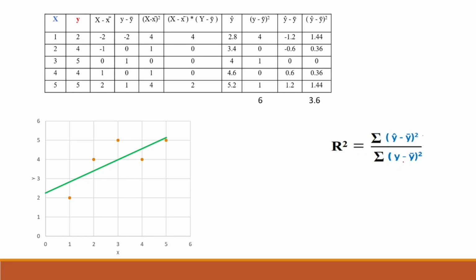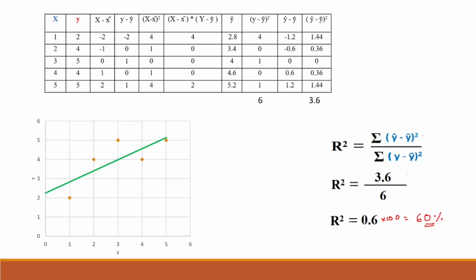Now what I have to do is just apply it in my formula. 3.6 divided by 6 is equal to 0.6. If I have to represent this in terms of percentage, then 0.6 into 100 will give me 60%. Okay, so my model is 60% efficient, which is actually not that good. For a very good model I require at least 85. Anything above 80 or 85 is considered to be a very good model.